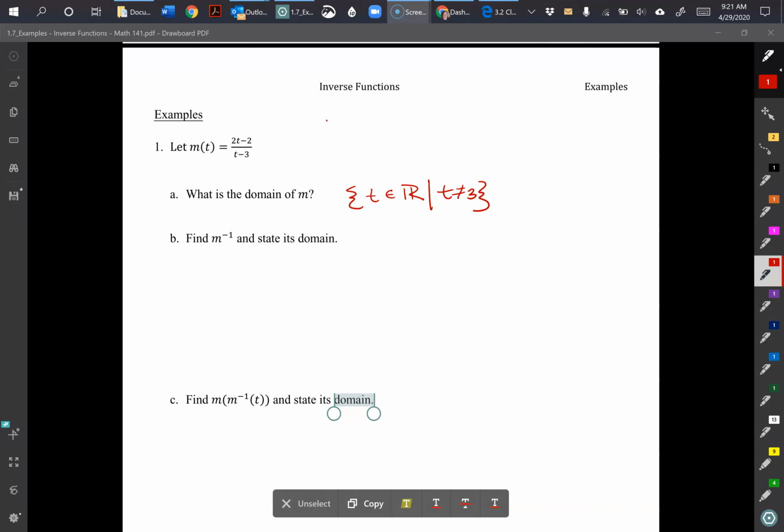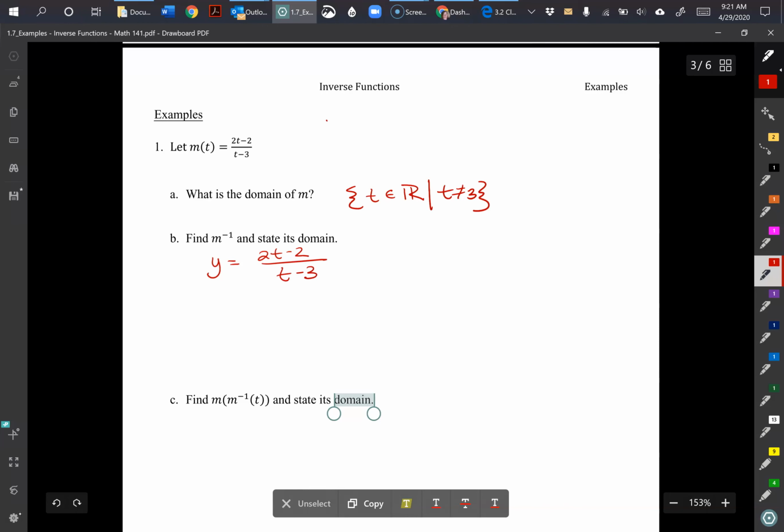So I have m inverse. We have to figure that out. So again, we're going to switcheroo. First I'm going to write y equals (2t minus 2) over (t minus 3). And then everywhere I see a t, I'm going to put a y, and everywhere I see the y, I'm going to put a t. So t equals (2y minus 2) over (y minus 3). Then I'm going to solve for y and then replace the y with m inverse of t.